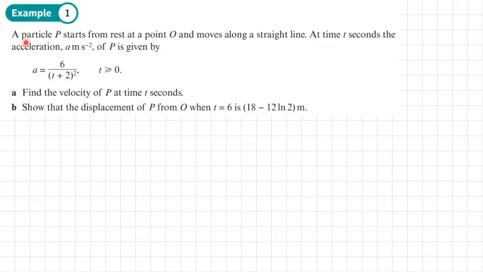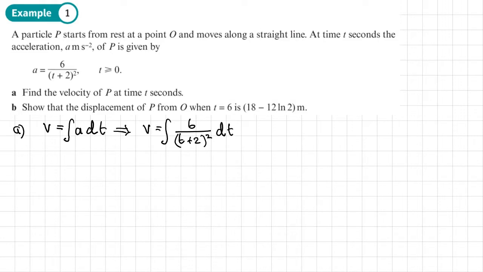Example 1. A particle P starts from rest at a point O and moves along a straight line. At time t seconds, the acceleration a meters per second squared of P is given by this expression here. The acceleration is equal to 6 over (t plus 2) all squared, and in part A we need to find the velocity of P at time t seconds. To find the velocity, we integrate the acceleration with respect to t. The acceleration is a function of t. So we're going to be integrating 6 over (t plus 2) all squared with respect to t.